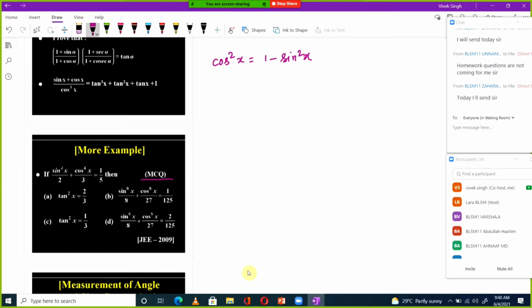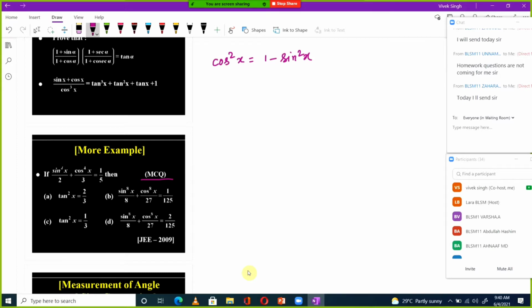Then in the options we also have tan square, and sin to the power 8, cos to the power 8 also you can find. Sin to the power 8, what can we write? Can we write sin square whole to the power 4, and cos to the power 8 also you can write cos square x whole to the power 4. It means if you know any one of these, either sin square x or cos square x, we can find everything. Okay, we can check which option is correct.